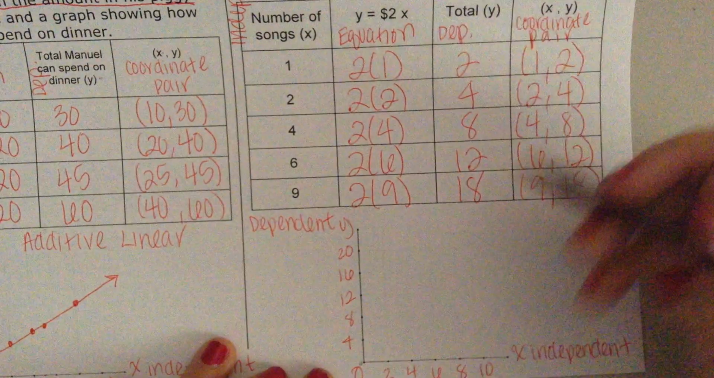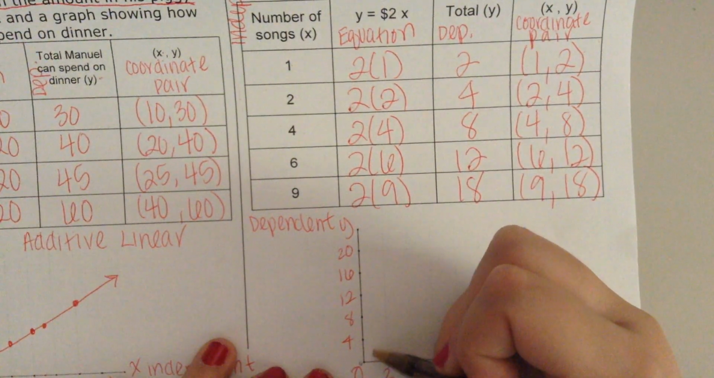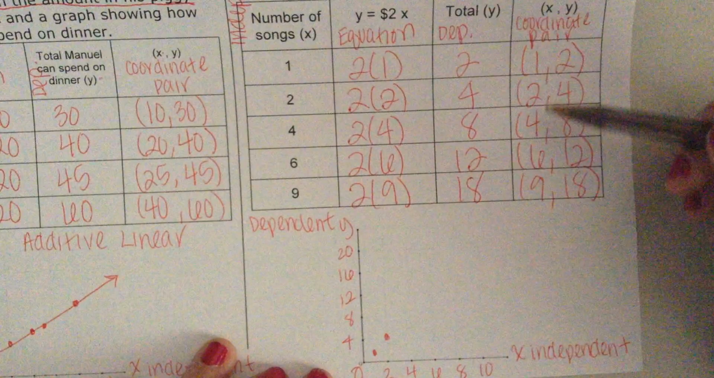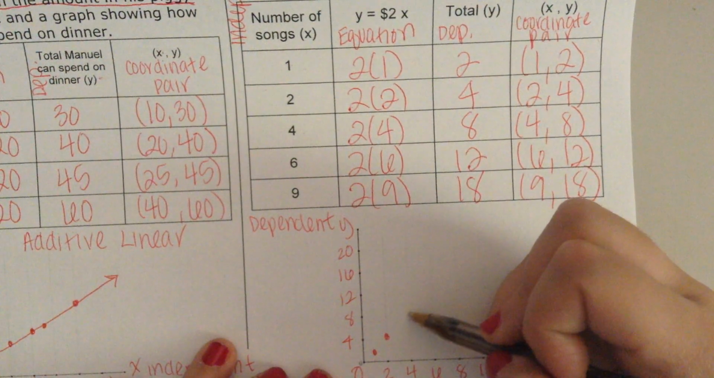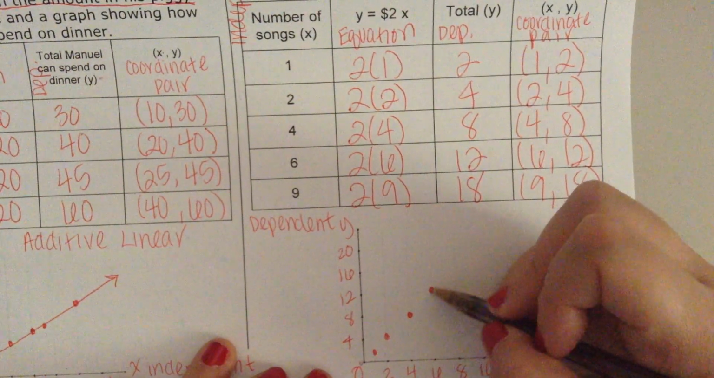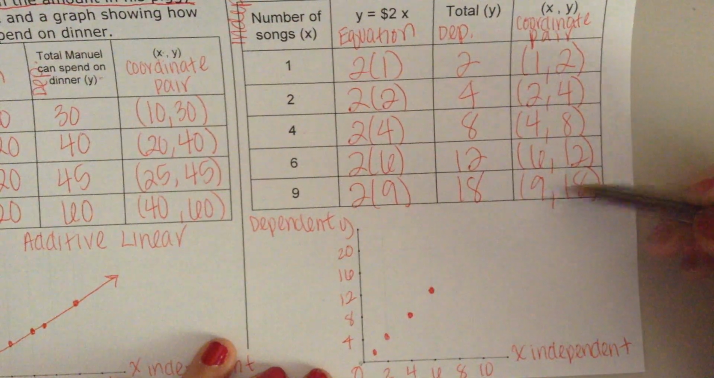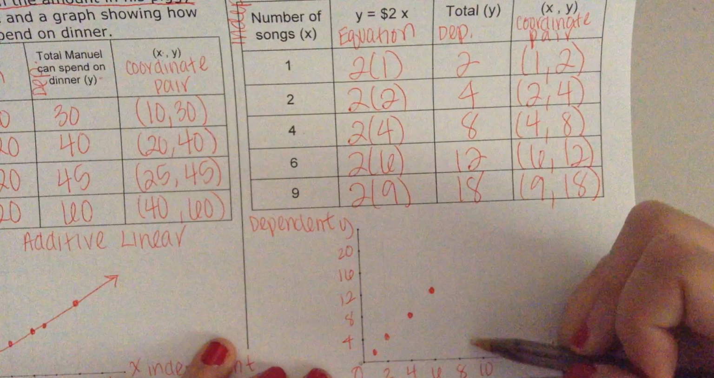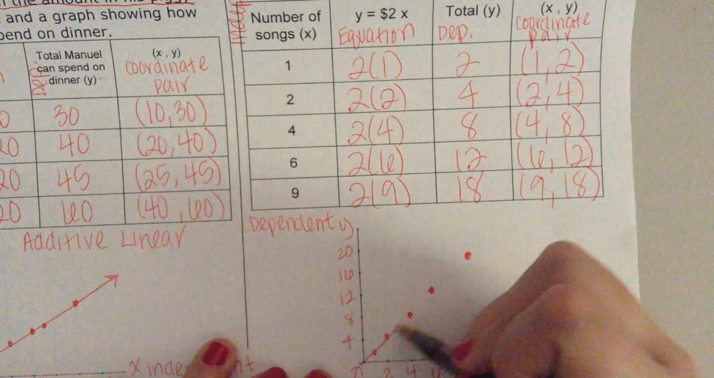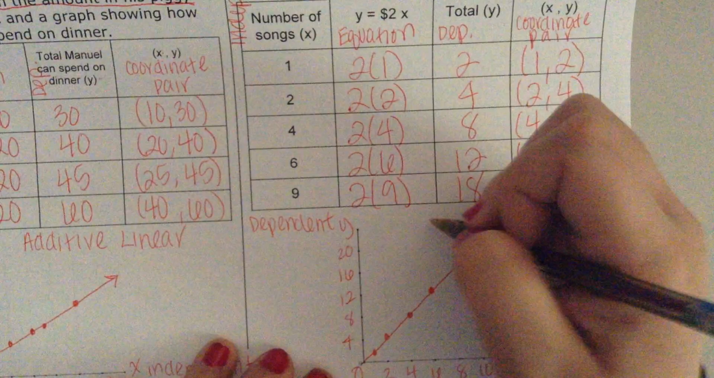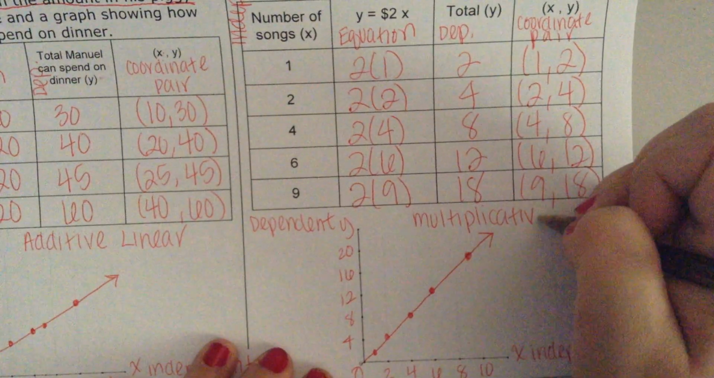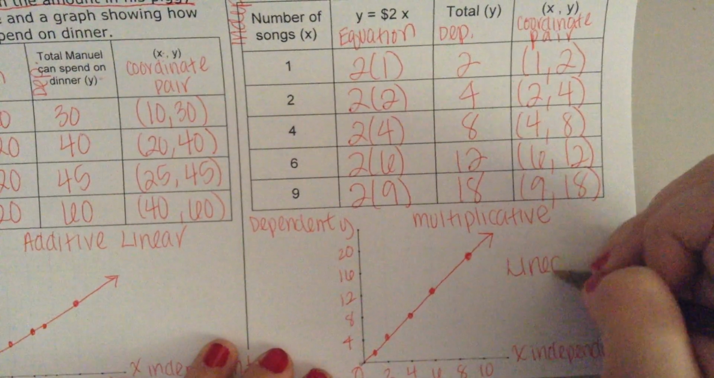1, 2. So we have 1 is in between here, and then we're going to go to 2. Then we have 2, 4. Then we have 4, 8, 4 all the way up to 8. 6, 12. So 6 and then go up to 12. Then 9, 18. So 9 is between 8 and 10, and then we go up to 18. And again, we connect our points. And this is multiplicative. And it is also linear because it goes in a line.